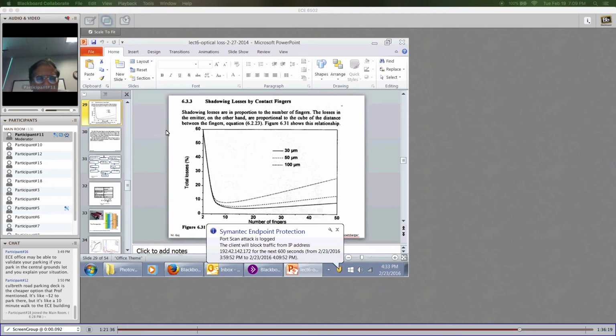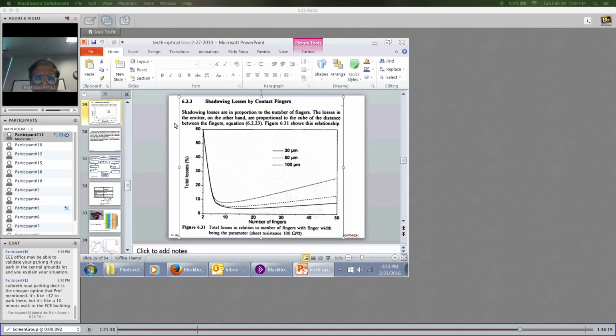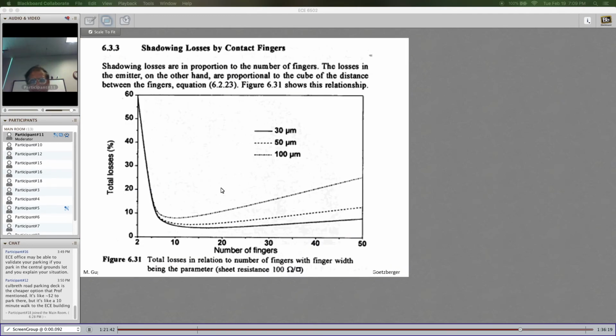Okay, let me look at a few more graphs. We talked about the reflection loss. This talks about the shadowing loss, by putting a metal contact on the top. How does the shadowing loss behave?